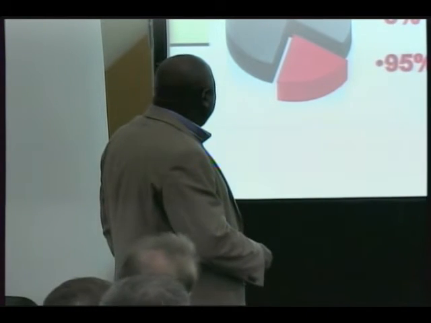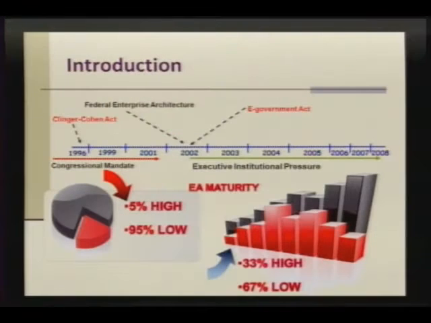By 2001, only 5% of the federal agency enterprise architecture programs were considered mature. 5%. And we're talking about since 1996. That's 5 years. We had only that. So these were low. So e-government is introduced in 2002.